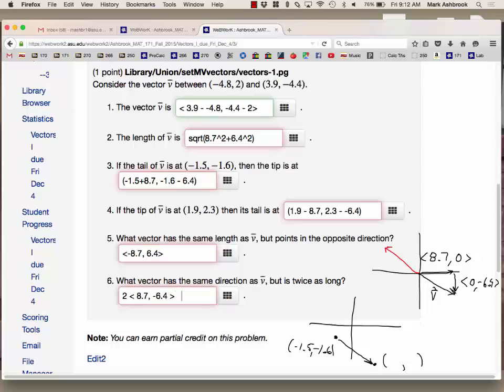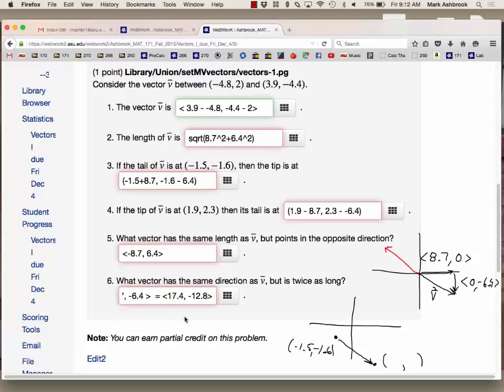So we could also express this as, what's 2 times 8.7? Is that 17.4? And then negative 12.8. So both are valid ways. I wrote both of them there. So you can write it this way: 2 times the vector 8.7, negative 6.4, which means, let's just do equals, 2 times the x component, 2 times the y component.